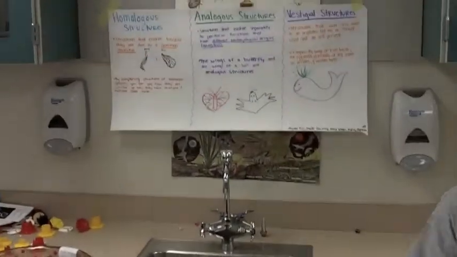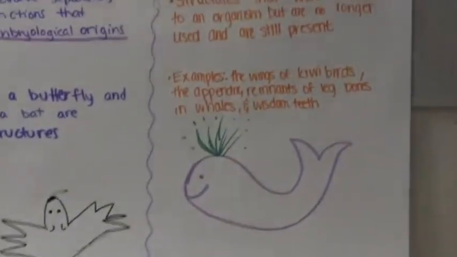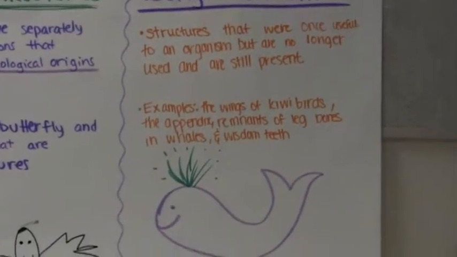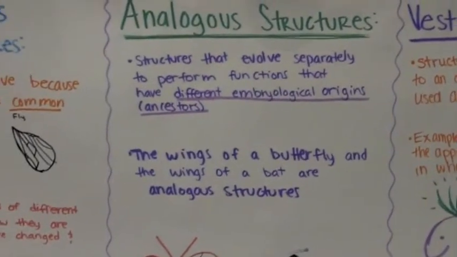But on the other hand, there's the bat and the butterfly, who look really similar, but they're analogous structures because they don't have a common ancestor. They're different. They both have wings, and they both do a similar job.